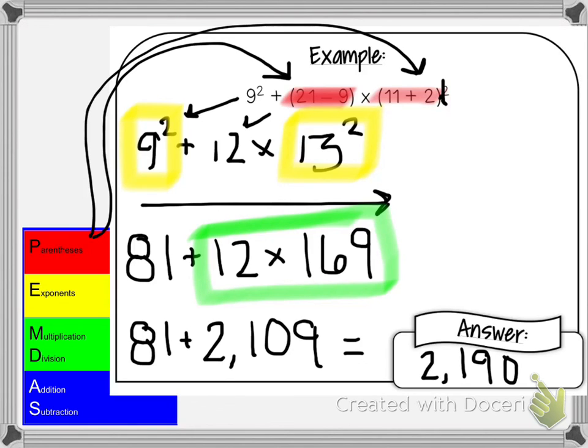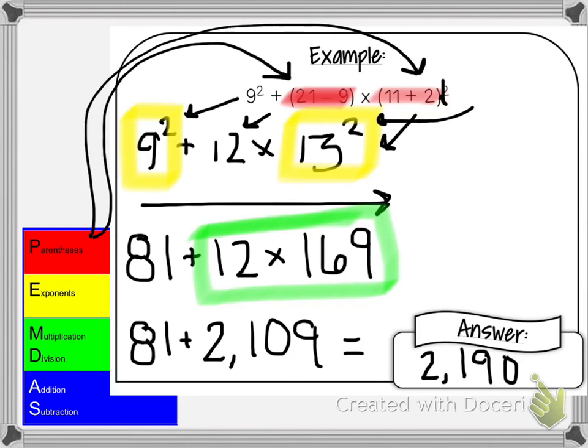21 minus 9 is 12. And 11 plus 2 is 13. And I brought down my little exponent right here. So now I can do my exponents. I know that 9 squared is 81, and 13 squared, which you might have to use a calculator for, is 169.